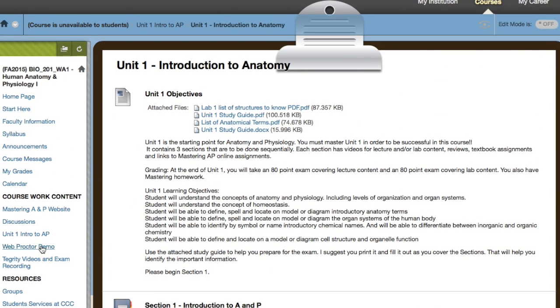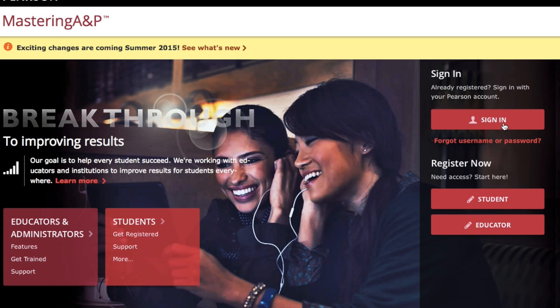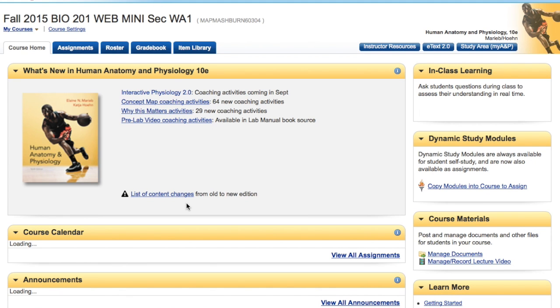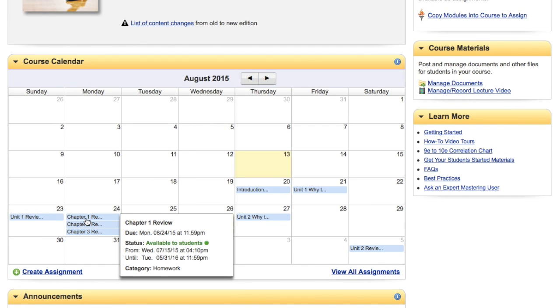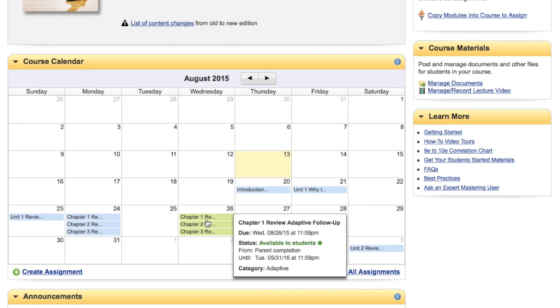Okay, so what else? Mastering. Let me show you the Mastering website. When you click on Mastering, you'll sign in, and you should be taken to a page that's got basically a calendar. Anything that's in blue, those are your assignments, and it tells you when they're due. You just click on the assignment and work through the homework. Most of the chapters have an adaptive learning assignment, which is for bonus points. So you can also do this extra work if you want to for some bonus points.